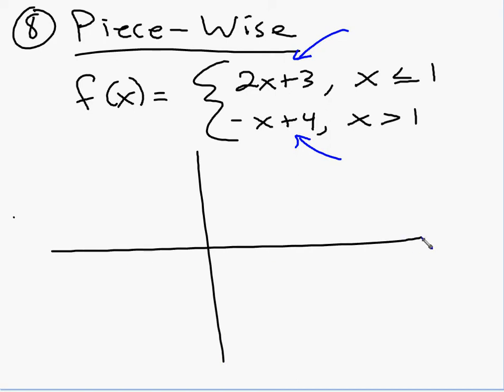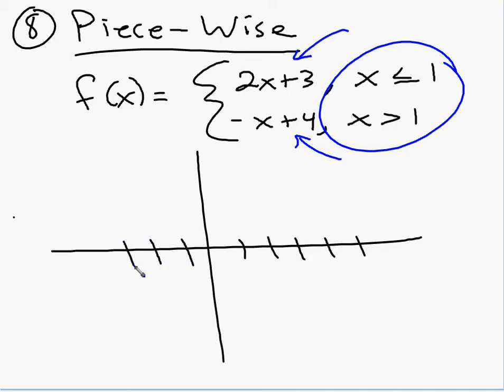Okay? So if you look at my function, I have this kind of changing point at 1. All right, so what we're going to do is get some hash marks onto my graph. And we just graph it one piece at a time. So my first piece is 2x plus 3. Now that's just a plain old linear that has a y-intercept of 3, right? So here's 3. There's my y-intercept.